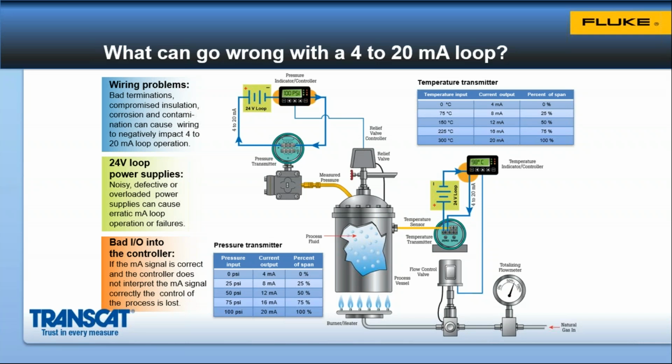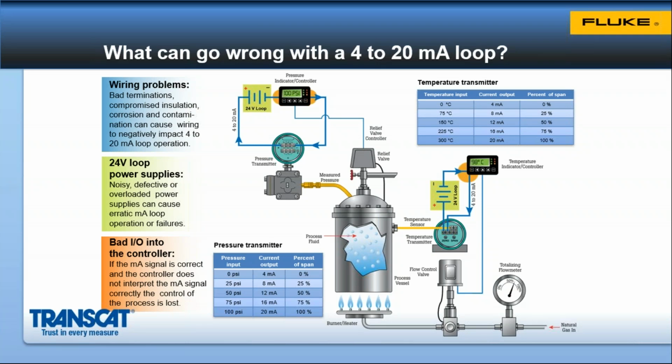Sometimes that 24-volt loop power supply is actually in the I/O card of the controller. If it's an independent power supply that's supplying power to multiple loops, one thing that we've seen happen occasionally is too many loops will be connected to the power supply. And when they add one too many transmitters to the device, too much power is being consumed, and that can cause erratic operation in the operation of the control loop.